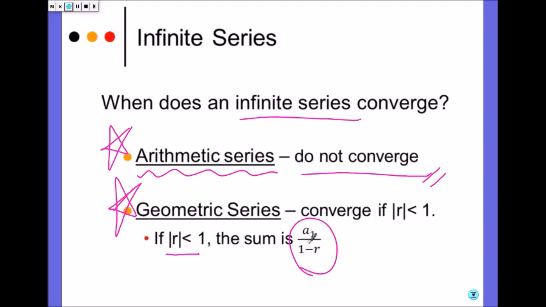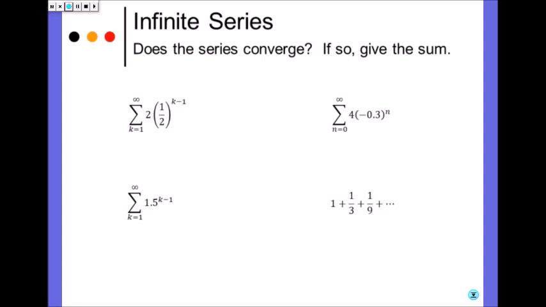Okay? So let's try a few more examples. So again, pause here and try it on your own. So here, this is geometric. Good. And the ratio is half, which is less than 1.